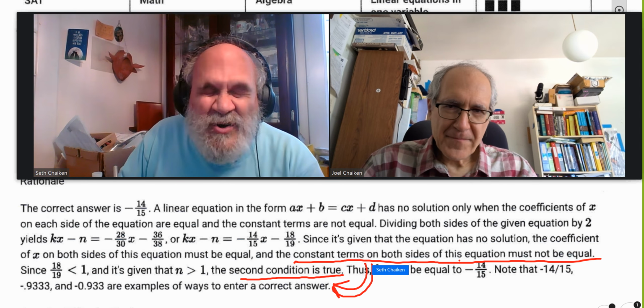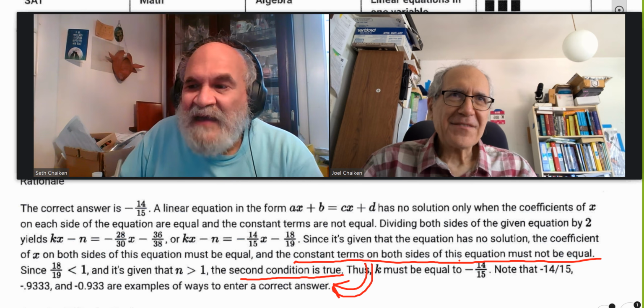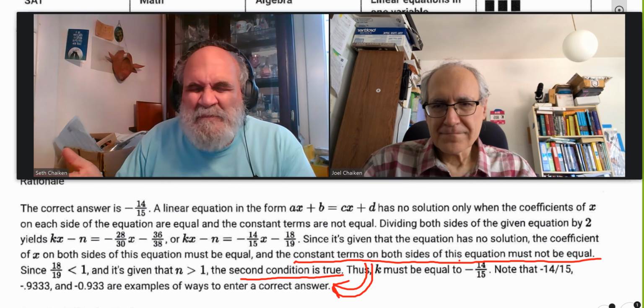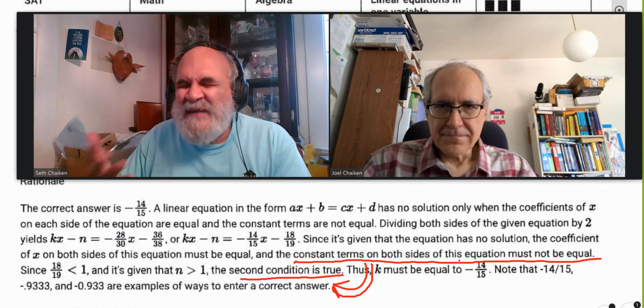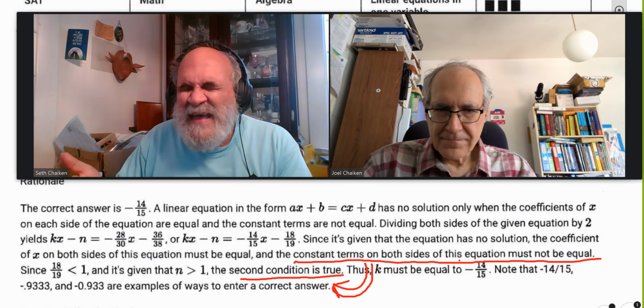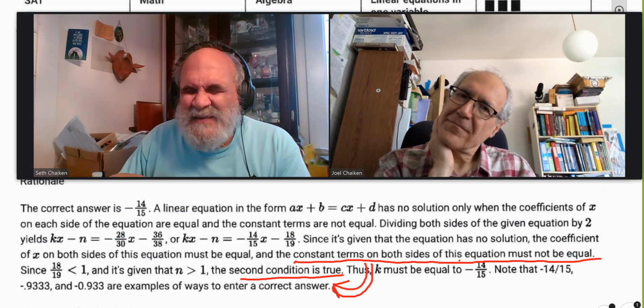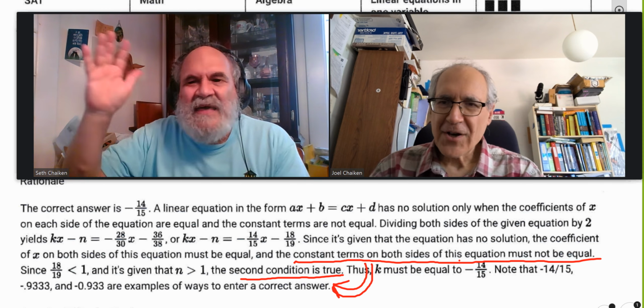It's not true because n is greater than 1. Right, that's right. And in fact, it would be true for every n, including the small n less than 1, the negative n. Every n it would be true for, except for n equals 18 over 19. Okay. So let's move on. They messed it up.